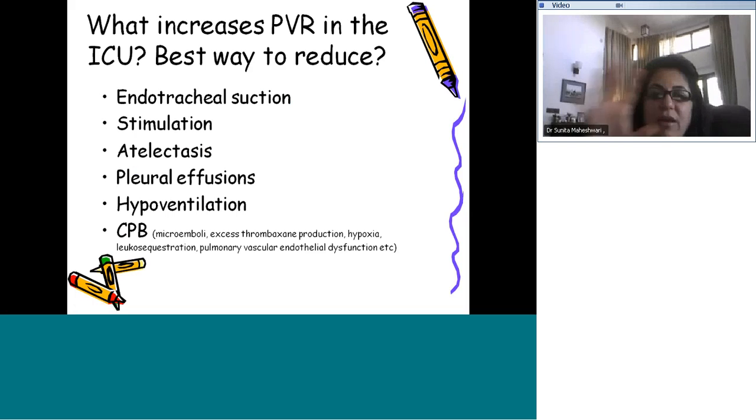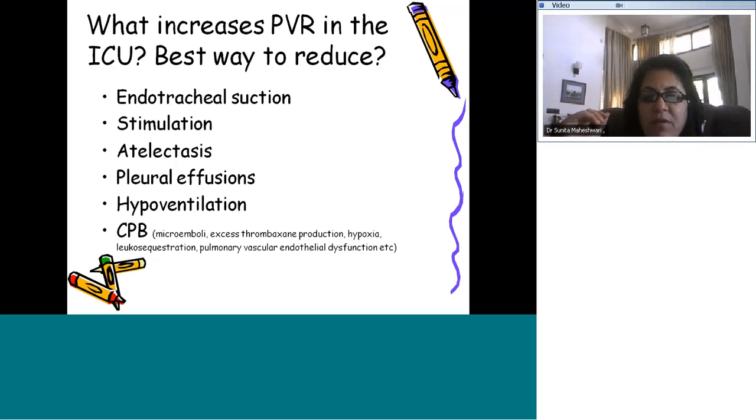So what is the best way? If you look at all these things that increase CVR, obviously you try to do sedated suction, you try to minimize your stimulation, you try to bag them and basically prevent hypoventilation. If you ventilate adequately, you won't have issues of atelectasis, you won't have issues of hypoventilation. And bypass related things, what can you do to prevent some of this bypass related? What is one of the things that is done to prevent bypass related complications?